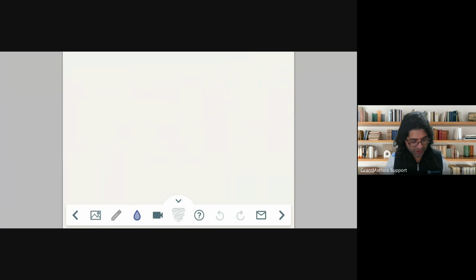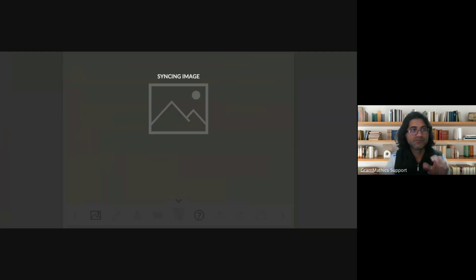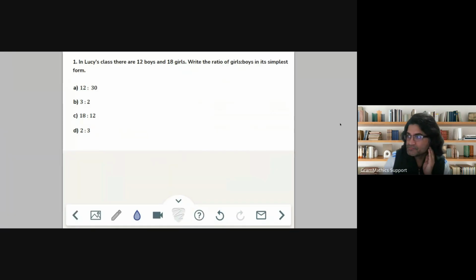And we have got choices here. You can see the question, right? So in Lucy's class, there are 12 boys and 18 girls. What is the ratio of girls to boys? In simplest form.